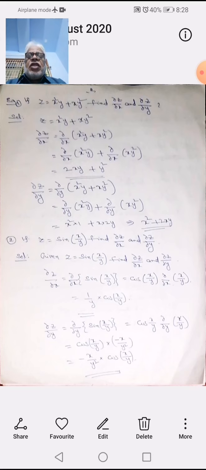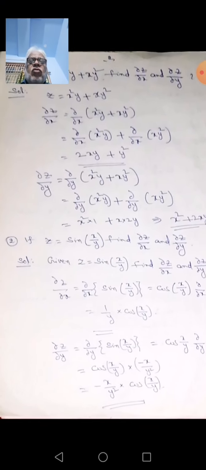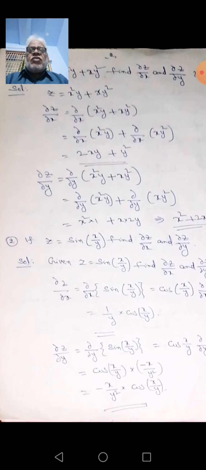Here we take z is equal to x square y plus x y square. What is dou z by dou x? Generally we take dou by dou x of x square y plus x y square, which means dou by dou x of x square y plus dou by dou x of x y square. In general derivatives also we separate it. How? Dou z by dou x is equal to dou by dou x of x square y plus x y square, like that. And dou z by dou y is equal to dou by dou y of x square y plus dou by dou y of x y square.